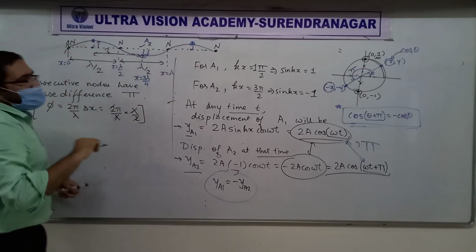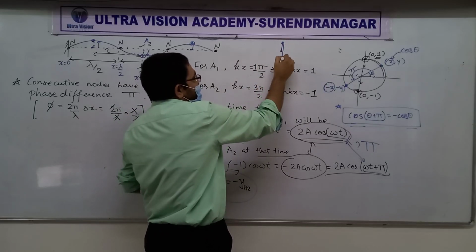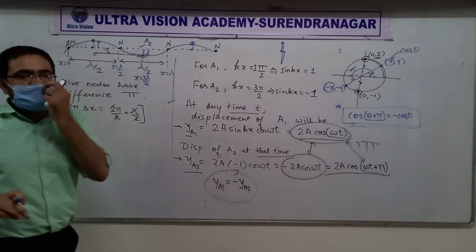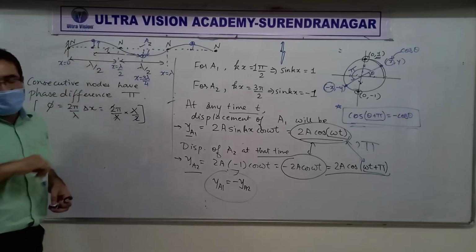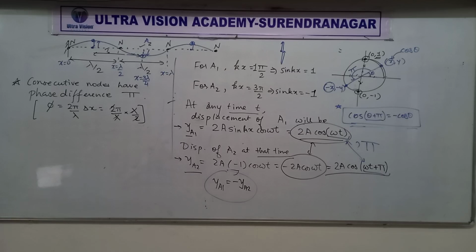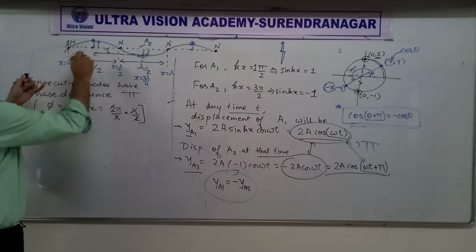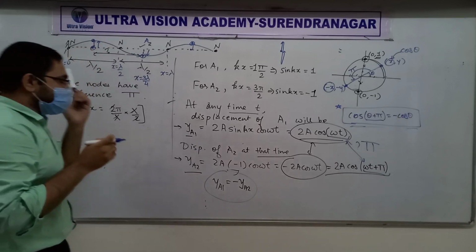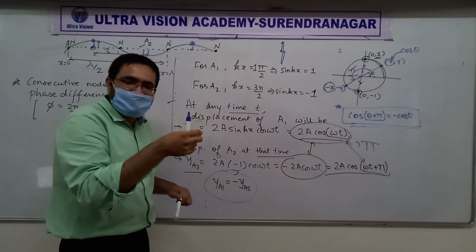So, this has gone up. You know, if something is doing vertical SHM, from mean position it will go up, then it also has to come down, then it will go up again. This point has gone up, then it will also come down. Do you realize after some time, this point A1 will come back to mean position? Why? Because it is oscillating. If something is oscillating, it must come back to mean position.